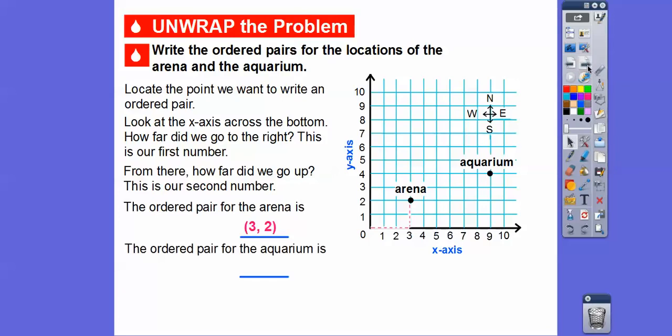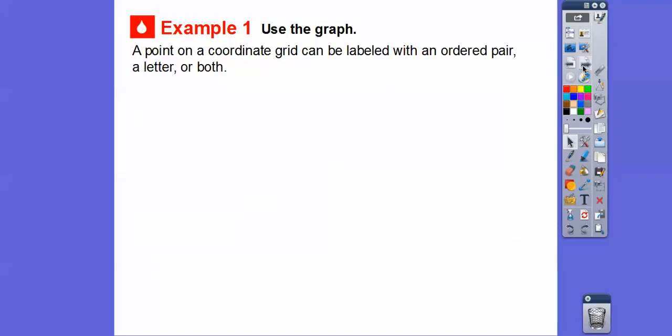All right, now the ordered pair for the aquarium. We always start at the origin. We always go to the right first. We do our x number first. So we go to the right 9. You can see I put a blue dotted line right there. We went to the right 9, and how much did we have to go up? We had to go up 4, so the ordered pair is 9, 4. Remember your x is always first, how much we went to the right, and the y is how much we went up. So the ordered pair for the aquarium is 9, 4.